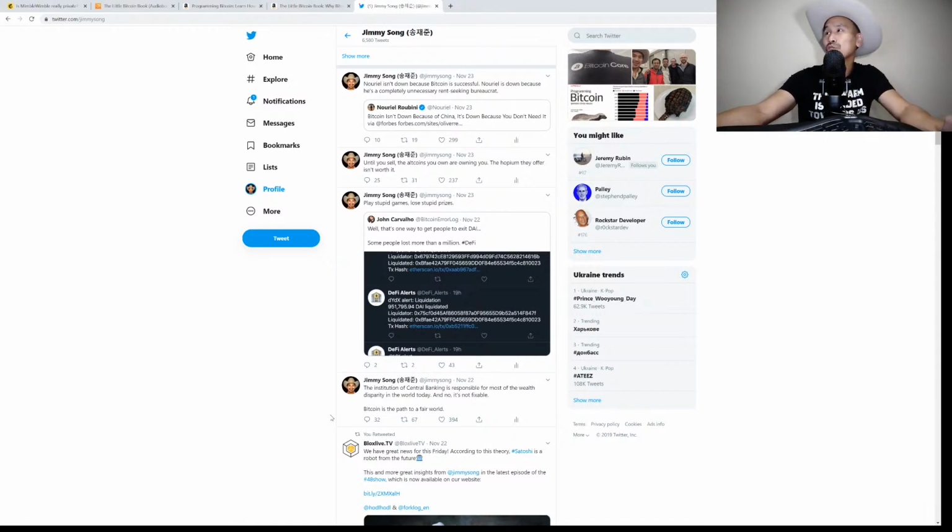The institution of central banking is responsible for most of the wealth disparity in the world today, and no, it's not fixable. Bitcoin is the path to a fairer world. The reason for that is because central banking, or centralized money and easy money, fiat money, has the Cantillon effect. Cantillon effect means that the people that get access to the money first get all of the benefits. And the people that get access to the money in any kind of fiat system are the people that are already rich, the smallest credit risk.